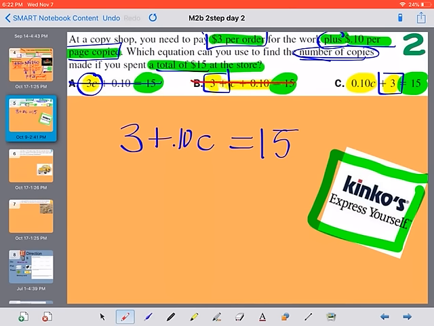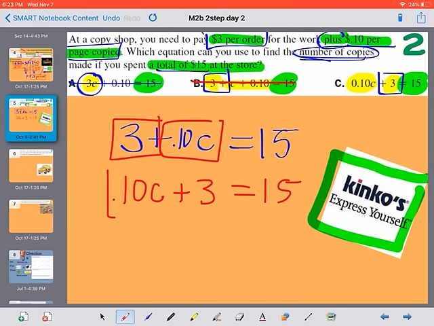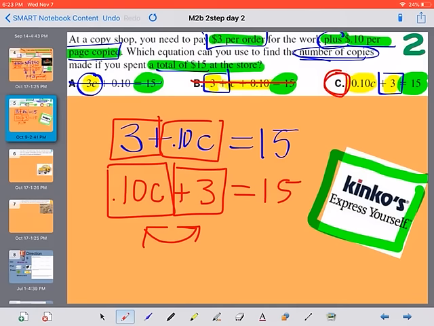Even though I wrote them in a different order, 0.10 times c plus 3 equal to 15. These are still our two pieces of information. It doesn't really matter what order you write them in. It's the same equation. So our answer should be C.